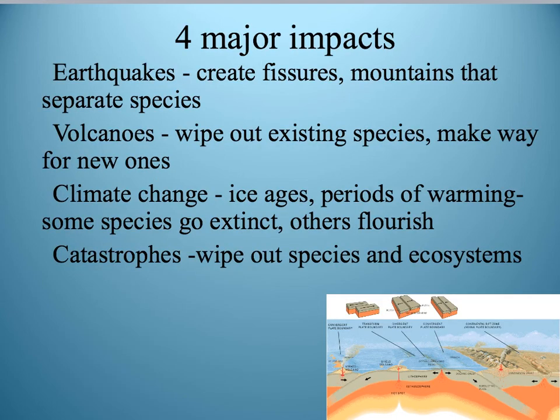Four major impacts of these geologic processes. Earthquakes create fissures, mountains, and they separate species. Volcanoes wipe out existing species. They make way for new ones to fill in those specific niches. Climate change has been happening on our planet since it existed. We've gone from ice ages to periods of warming, and some species go extinct, whereas others do really well depending on what's happening in their particular adaptations.